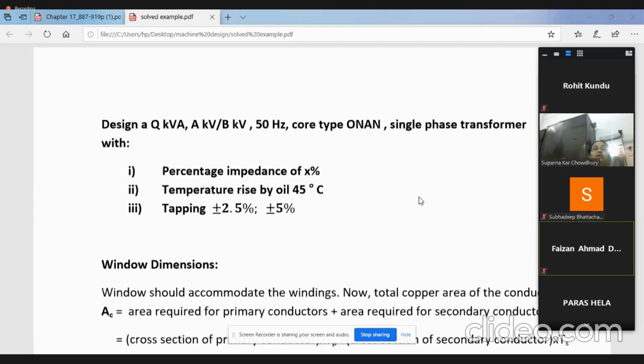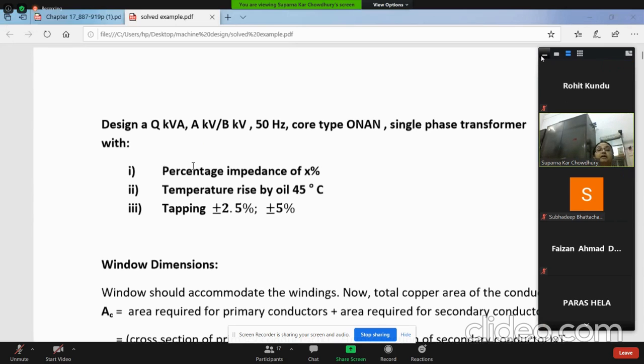transformer. Now the design problem is, what is given is the rating. In rating, it will be given the kVA rating, the voltage rating, primary and secondary voltage, the frequency, type, core type or shell type, then the type of cooling. Here it is single phase. So if it is 3-phase, the vector connection will also be given.